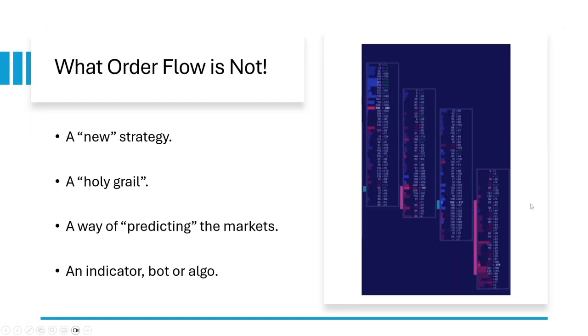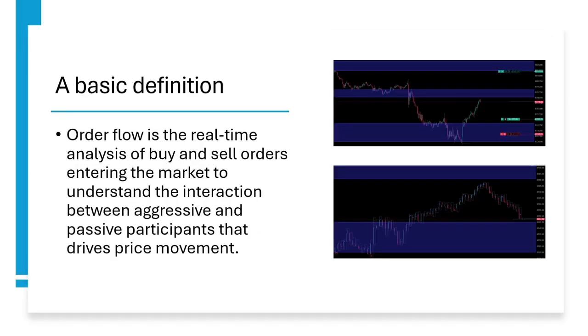Let's quickly go over this. Order flow is not some new strategy. Order flow is not a strategy. Order flow is not the holy grail. You'll still take losses, you'll still get in chop, you'll still do dumb things. Order flow will not help your psychology. It's not a way of even predicting the market, and it's certainly not an indicator. It's not a bot, and it's not an algo. Order flow, as I said, comes back to this basic definition: it is the real-time analysis of buy and sell orders entering the market at your key levels.